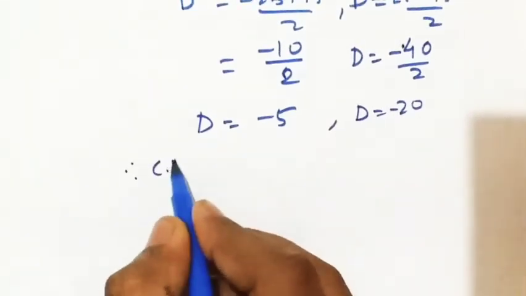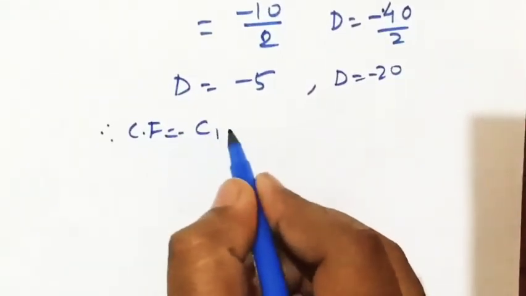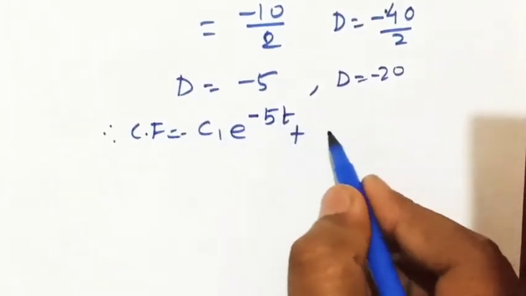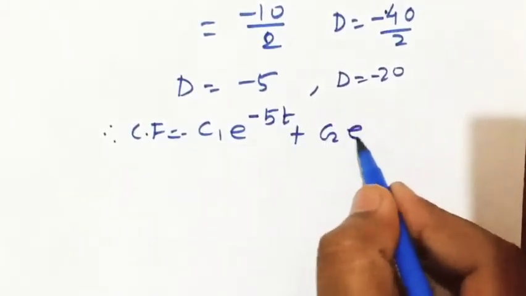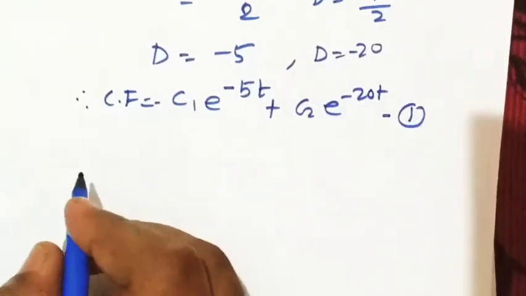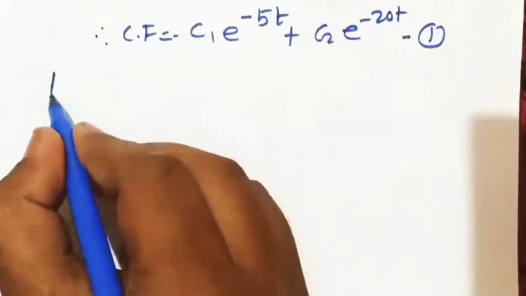Therefore CF is C1 e raised to minus 5t, here the variable is t, plus C2 e raised to minus 20t. So this will be the CF. Now calculate what? The particular integral.